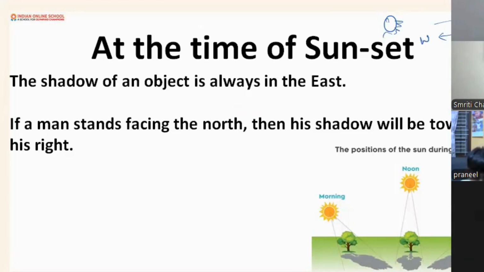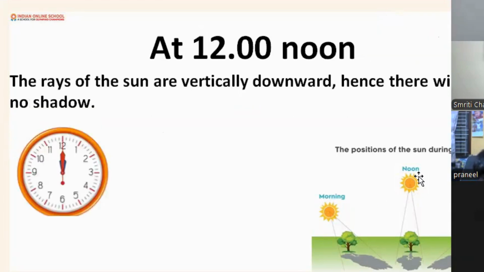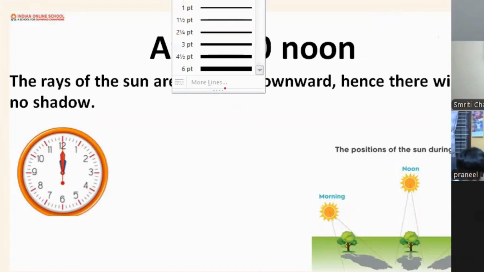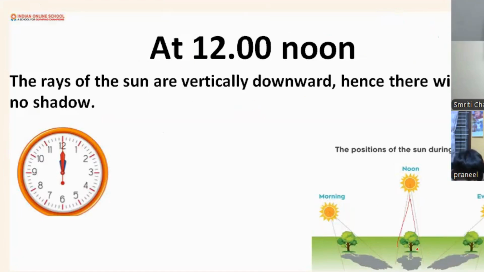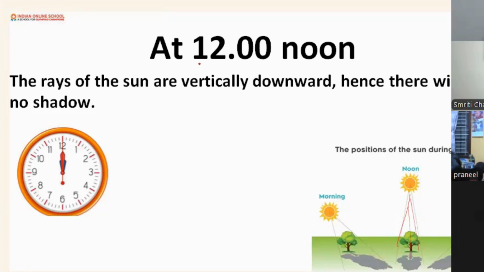Okay, so this is about the evening. This is about the morning. Now what happens at noon? At the time of noon, which is 12 o'clock, the rays of the sun are vertically downwards, which means like this. And when they are vertically downwards, there will be no shadow at all. At 12 noon, there will be no shadow because the sun is over here only. When we are standing like this, our shadow is like this only. So there will be no shadow.